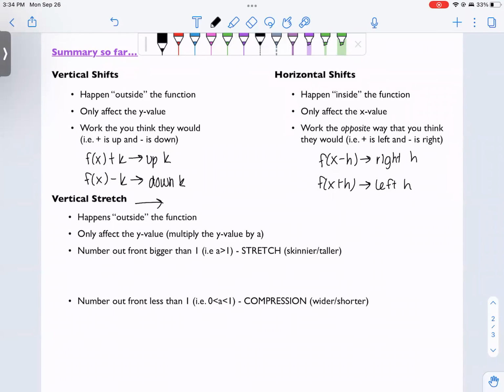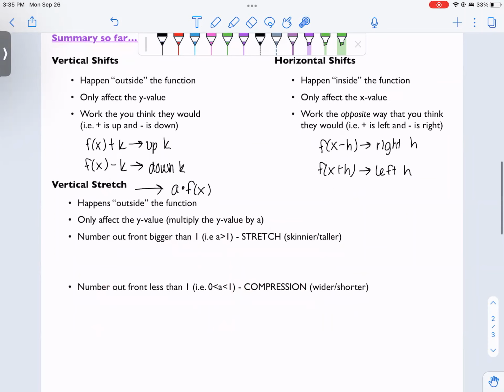For vertical stretches, again, we're looking at a times f of x, so we're looking at a number out in front. It's on the outside of the function. It only affects the y value. We multiply the y value by a. If the number out front is bigger than 1, then it is a stretch, and if the number out front is less than 1, it is a compression.